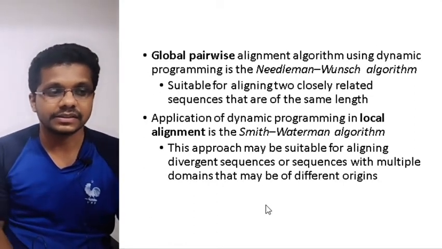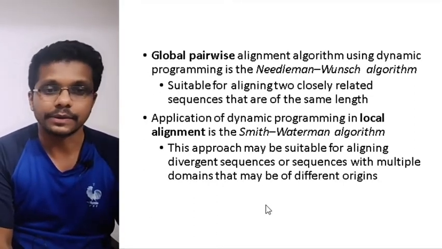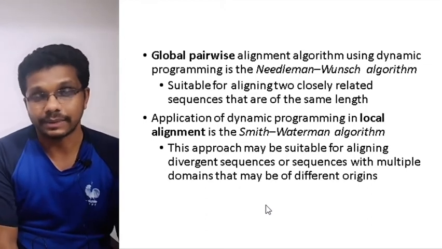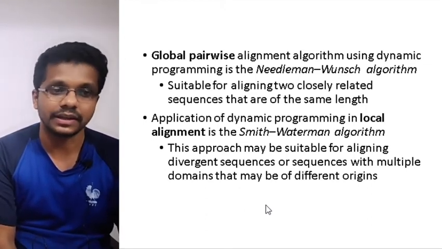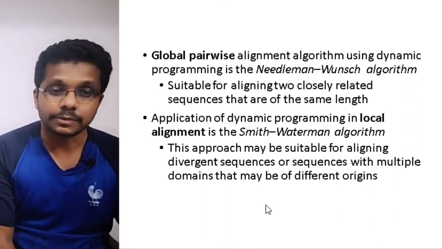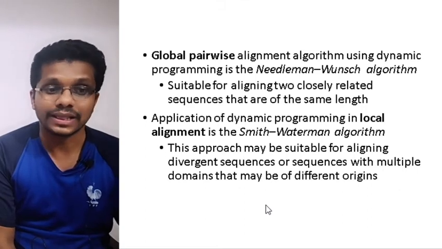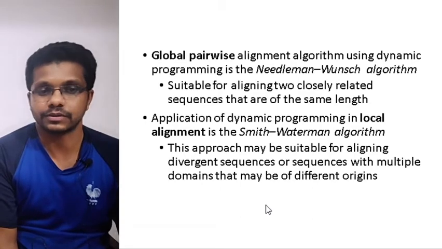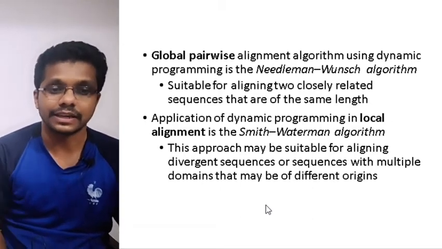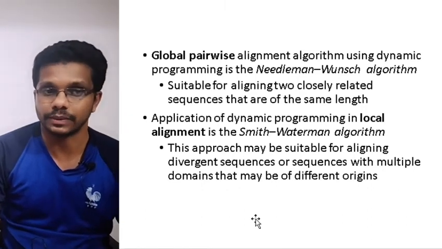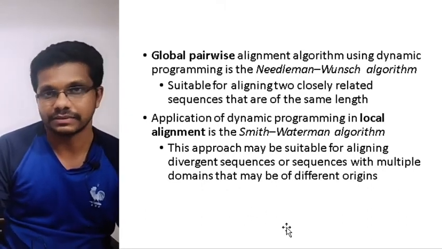This method, dynamic programming, can be used for both global as well as local alignment. The Needleman-Wunsch algorithm is a dynamic programming based algorithm for global alignment. It is suitable for aligning two closely related sequences. The Smith-Waterman algorithm is a local alignment algorithm which is based on dynamic programming. If distantly related sequences are being compared, we can use the Smith-Waterman algorithm. So dynamic programming can be used for global and local alignment using specific algorithms.